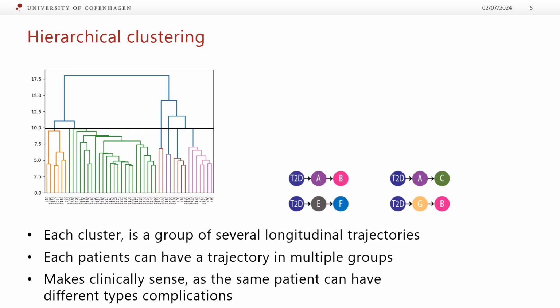Then I do hierarchical clustering. In each cluster is a group of several longitudinal trajectories. Each patient can have a trajectory in multiple groups, and this also makes clinical sense as a patient can have different types of complications. For my work, I've chosen a threshold cutoff point that gives me 6 clusters. This is quite arbitrary, and for future work I will choose a cutoff point and an amount of clusters that optimizes my prediction.